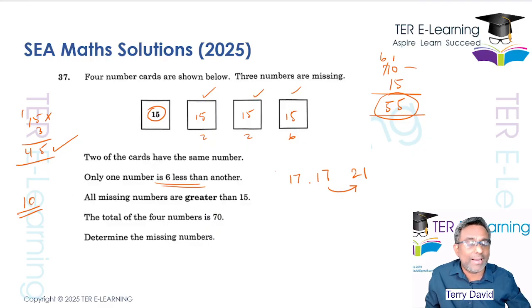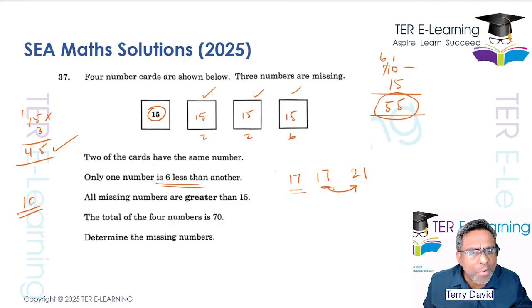Now this actually kind of gives us our solution because they said 2 numbers are the same. So we have a 17 and a 17, 2 numbers are the same. They said only one number is 6 less, so we have 21, and 21 take away 6 is going to give me 70, right? Oh wait, what am I saying just now? Am I saying that correctly?